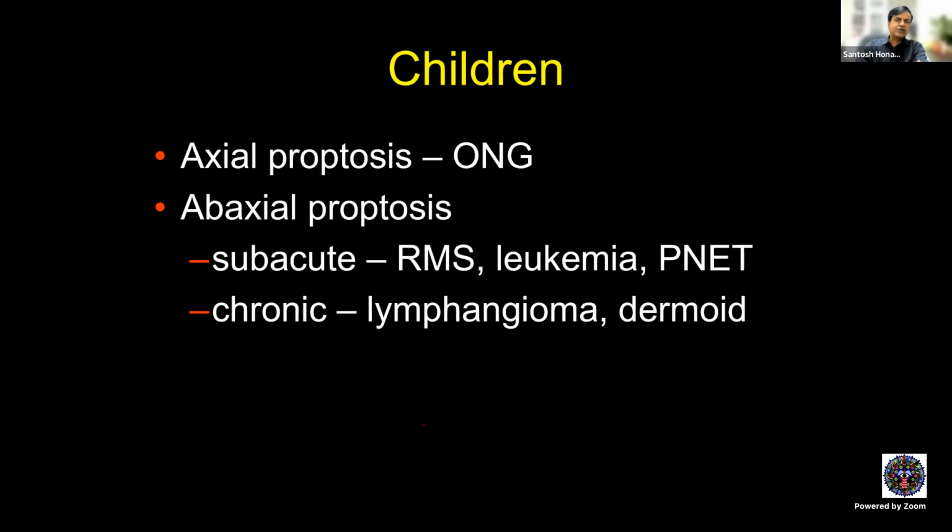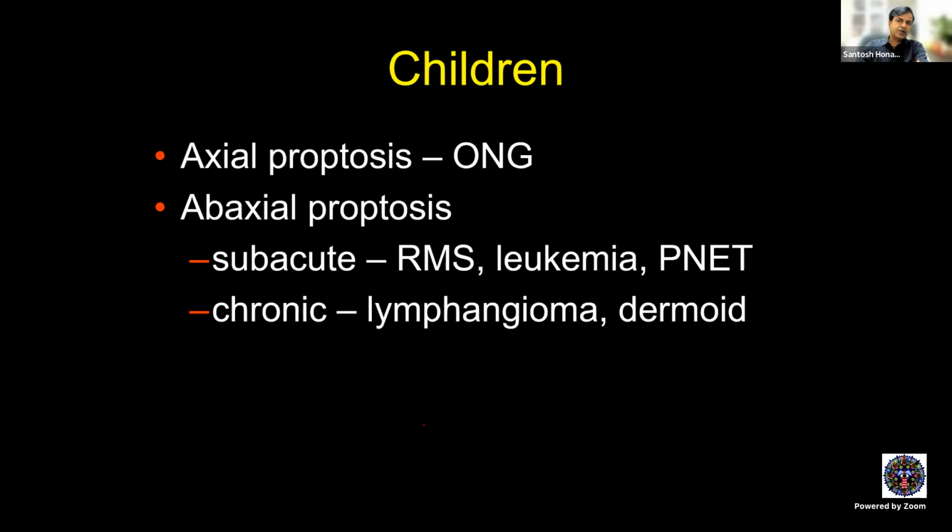But if a child were to have abaxial proptosis, and if it is subacute or acute, then you should think of rhabdomyosarcoma, leukemia, and primitive neuroectodermal tumor. Having said that, optic nerve glioma can also have abaxial proptosis depending on how it has grown. Sometimes it can produce abaxial proptosis, but that is chronic, whereas here we are talking about subacute abaxial proptosis.